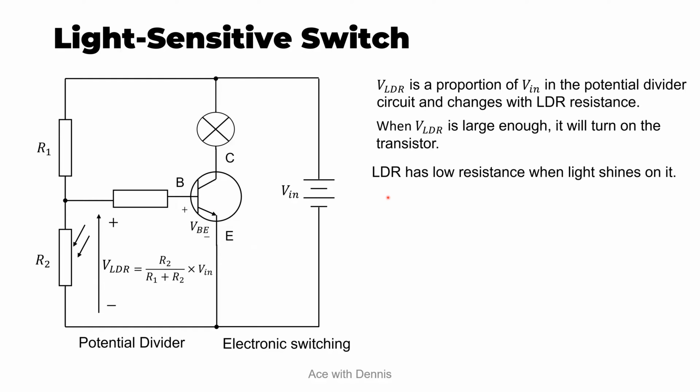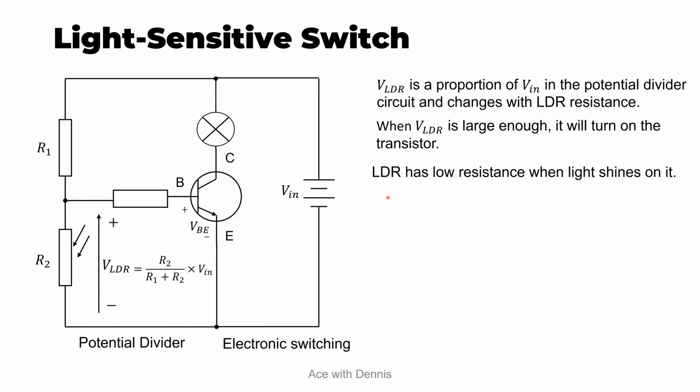Now, let's discuss how the temperature-sensitive switch works. It has a similar concept to the light-sensitive switch. Its circuit also has two components. The first component is the potential divider, which is made up of R1, a thermistor, and R2, which is a fixed resistor. The second component of the circuit is the electronic switching, where a battery is connected to the potential divider. The EMF of the battery is labeled as Vin.